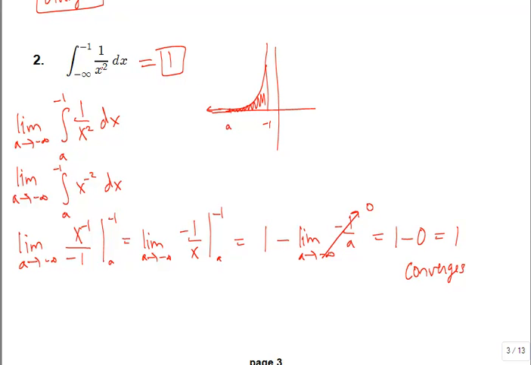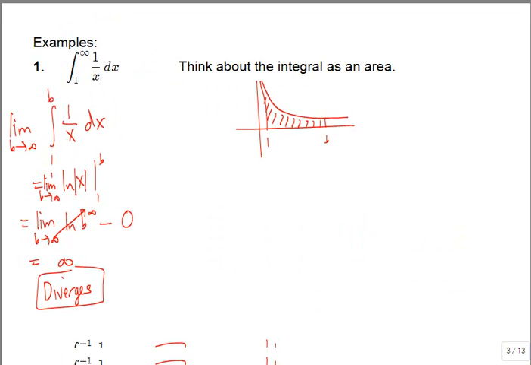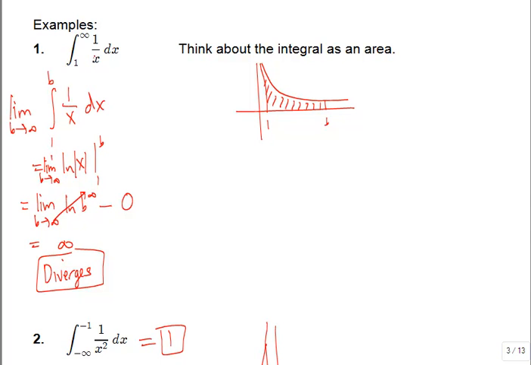And it's the fact that this x squared has a higher power, which is making this integral converge, as opposed to this one up here, which was just an x to the first. That wasn't a strong enough power to make this area be finite. Okay?